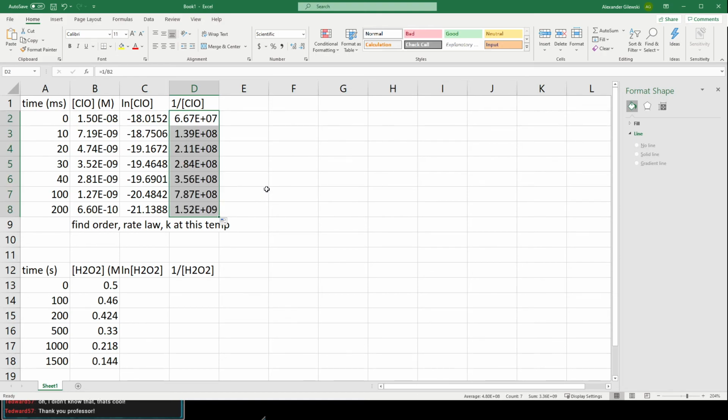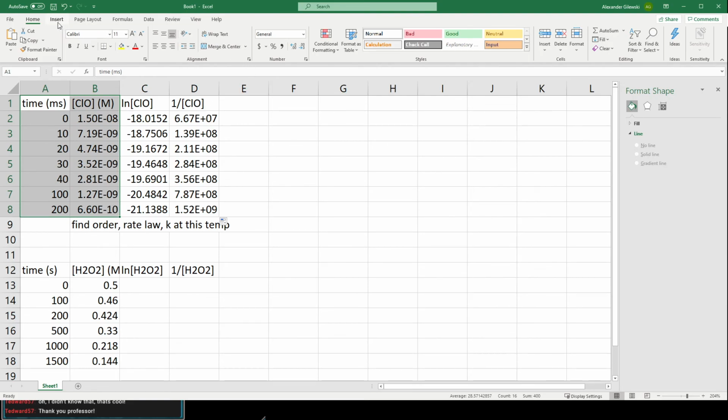And drag that down. And so now we have calculated the natural log for all those as well as the inverse of them. So we kind of have 3 options for the order of the reaction, right? It could be 0 order, 1st order, or 2nd order. And how we're going to look at that is we're going to be graphing these.